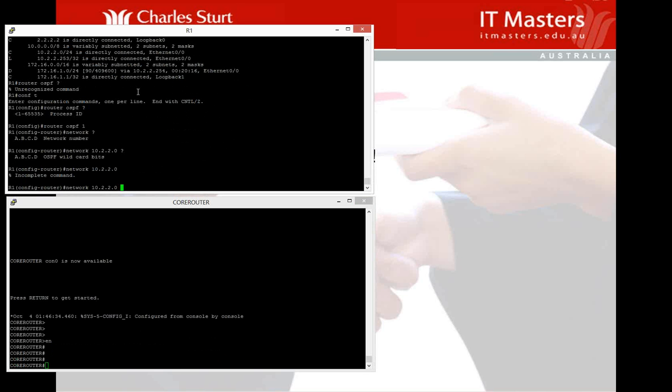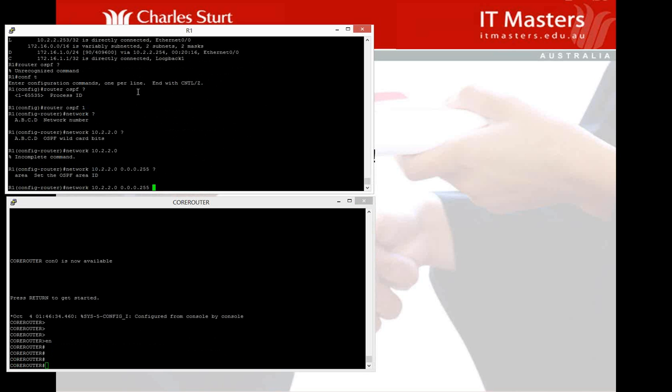Now these are a wildcard mask. So it's not a subnet mask, it's a wildcard mask, which is a direct opposite to a subnet mask. So in this case, okay, it's a wildcard mask, direct, like you would use in an ACL.